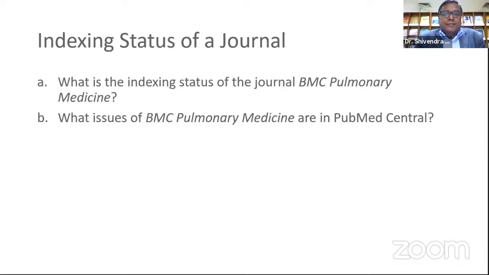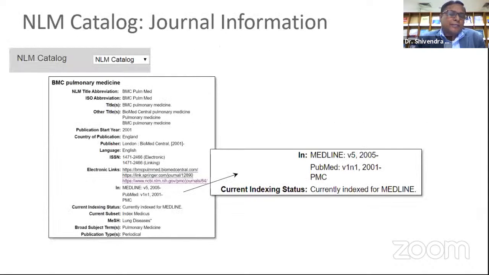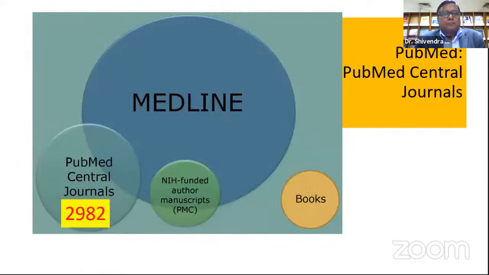So what is the indexing status of the journal BMC Pulmonary Medicine? Someone asks about that. We can get it like this. When you click the journal article title, there is a note mentioning that it is currently indexed for MEDLINE. Some journals were indexed earlier but are currently not indexed, so please check whether the journal is currently indexed or not.